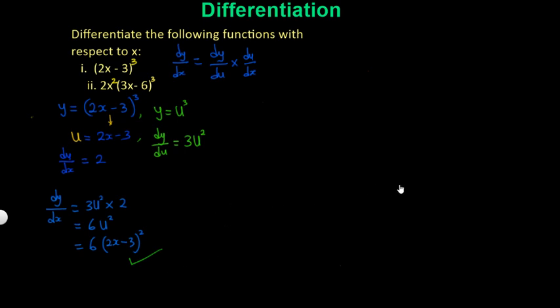Let's then look at the second function. The second function says y equals 2x squared open bracket 3x minus 6 close bracket raised to the power of 3. So if we look at this, we can say we should multiply what is outside with what is inside the bracket. But this is not directly possible unless we first expand this expression to its power of 3. And that may take a longer process.